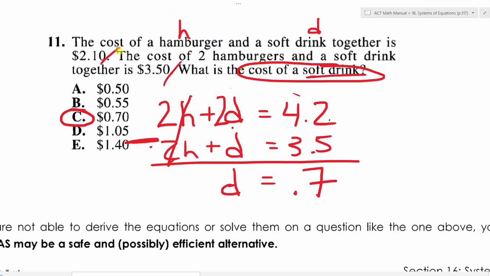So again, we translated each phrase into an equation, and then we saw that we had a system of equations. We used elimination to get rid of the H's, and we solved for D, which is what the question was asking us for.